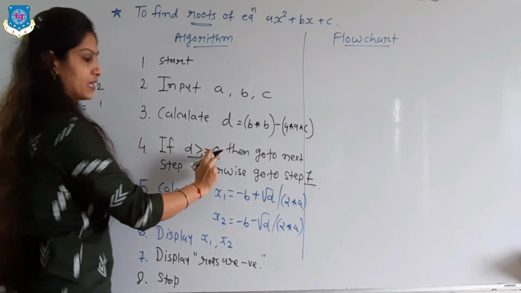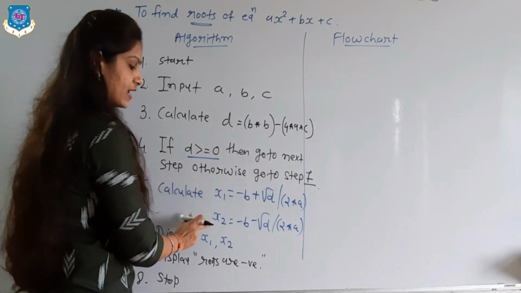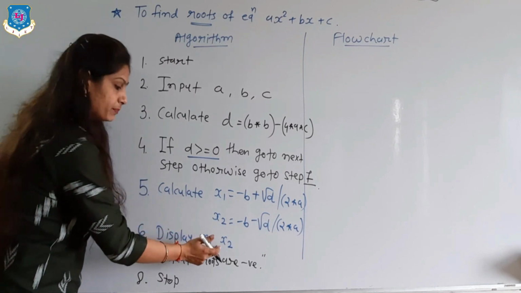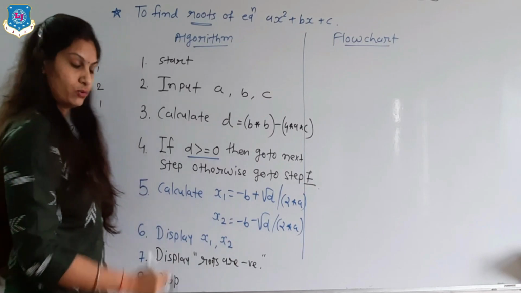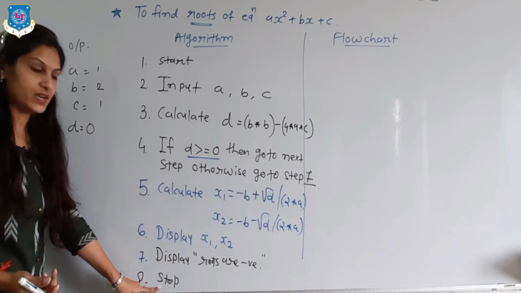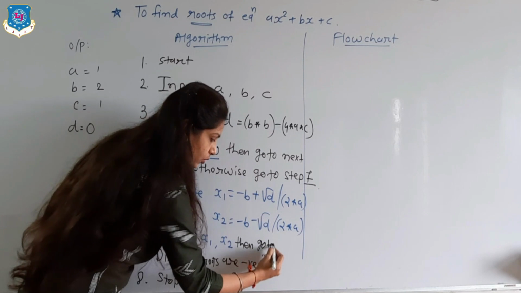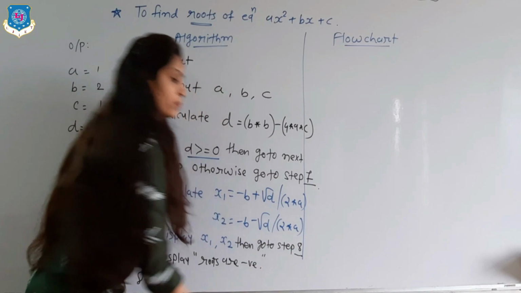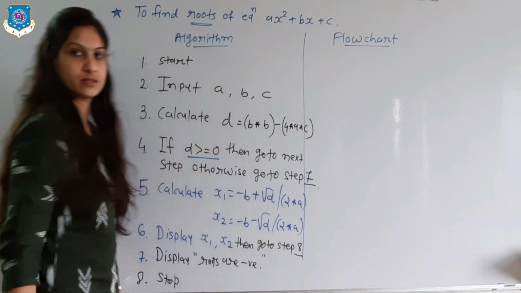And when delta becomes 0, we have to go on to the next part, that is calculate. So x1 and x2 we have to calculate and print that value. But after printing this value, again the message is displayed, that is roots are negative. So to overcome this problem, what do we have to do? We have to stop here, and here we have to write down, then go to step. Which step? At the 8th number, that is stop. So you can write stop here again, otherwise you have to write down like this.